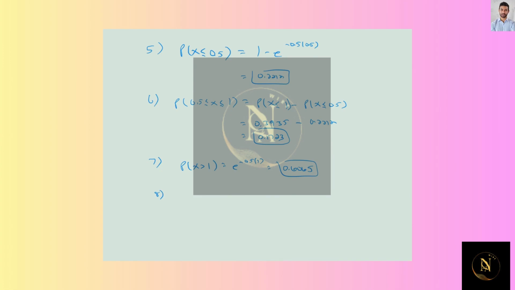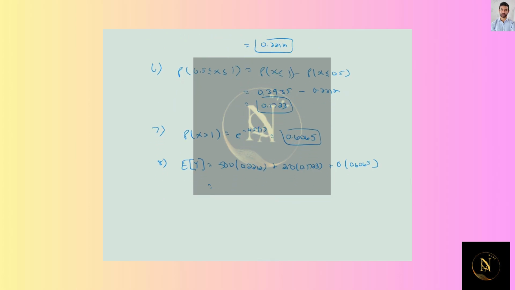And finally, question 8, the expected refund amount from the machine would be 500 times the probability of a full refund plus 250 times the probability of a partial refund plus $0 times the probability of no refund, and that equals 153.68.